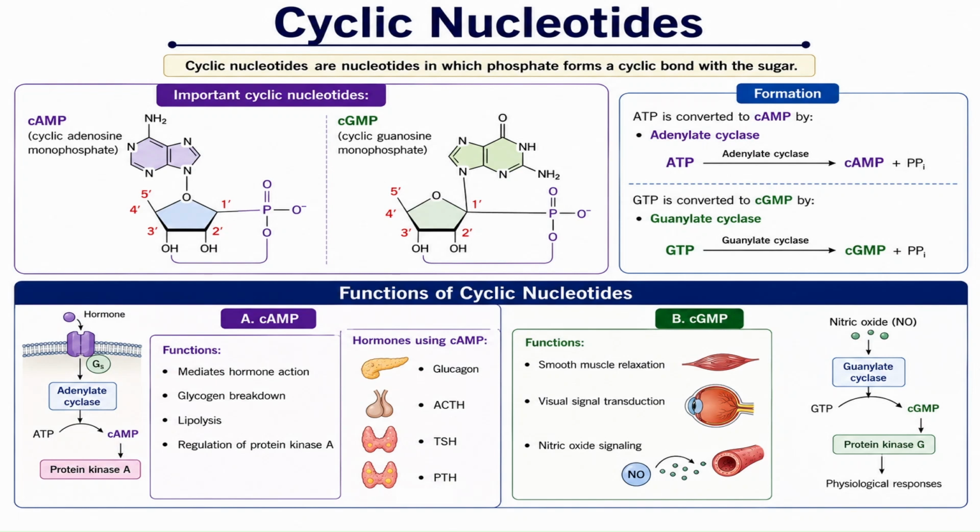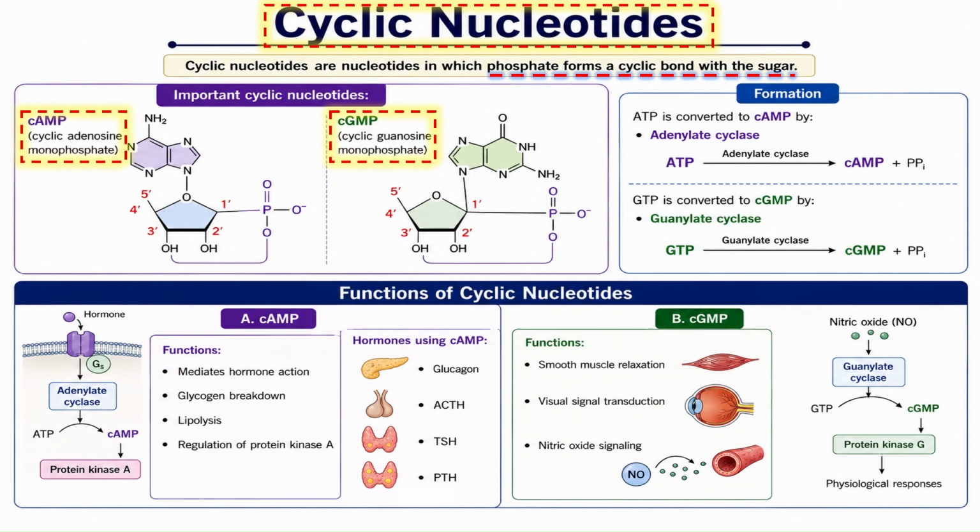Now, cyclic nucleotides. What are cyclic nucleotides? They are special nucleotides in which the phosphate forms a cyclic bond with the sugar. The 2 important cyclic nucleotides are cyclic AMP and cyclic GMP. ATP is converted to cyclic AMP by the enzyme adenylate cyclase. Likewise, GTP is converted to cyclic GMP by guanylate cyclase.